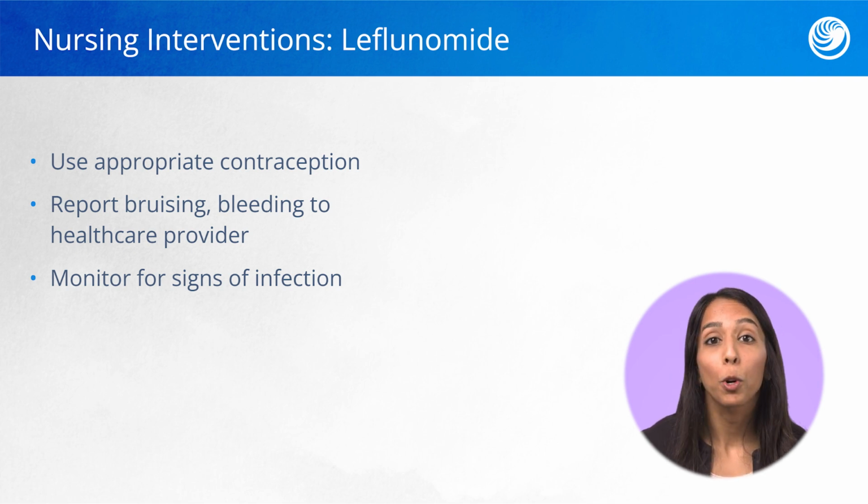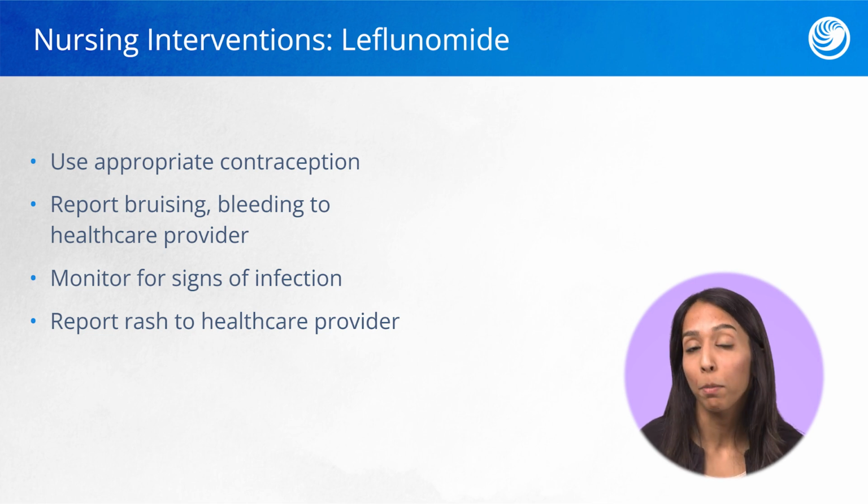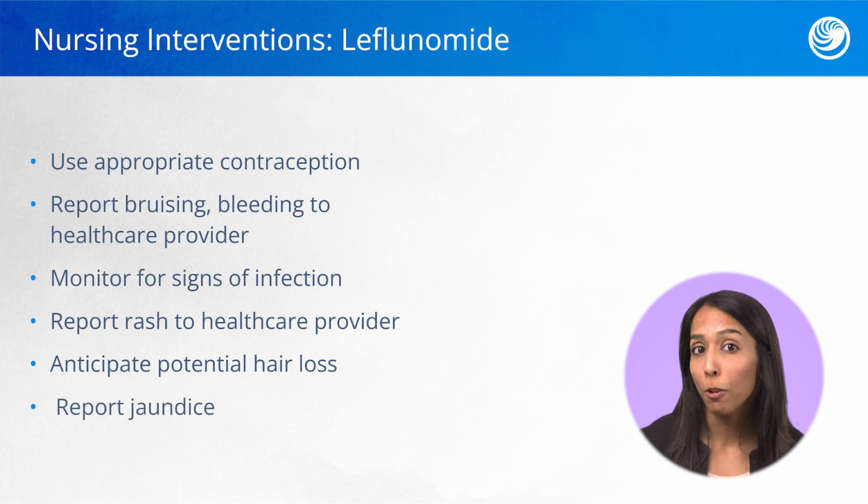Because of the risk of progression and severity, any rash should be reported to the healthcare provider for evaluation. Clients should be taught that they may expect some hair loss while taking this drug. And finally, jaundice should be monitored for, as this may indicate liver damage. All right, let's wrap up by reiterating a few of those nursing interventions.